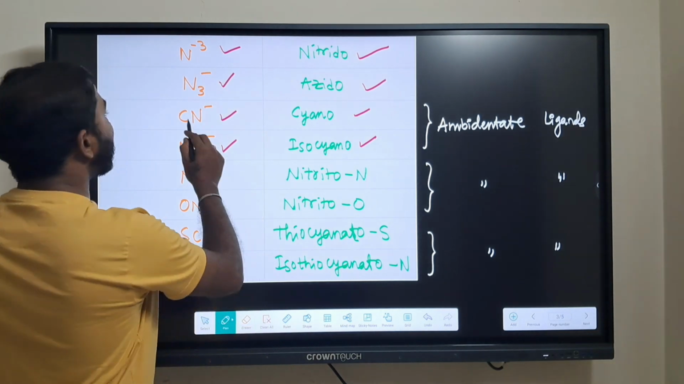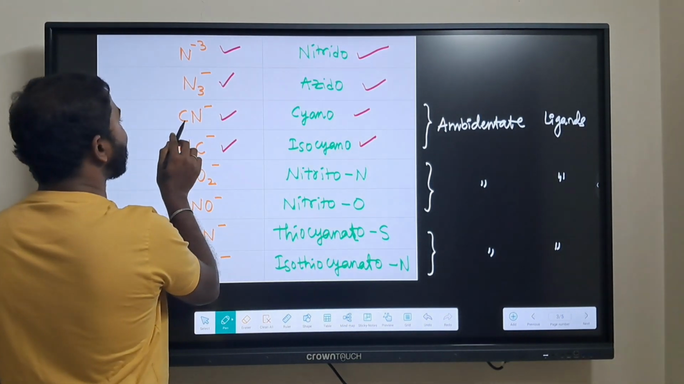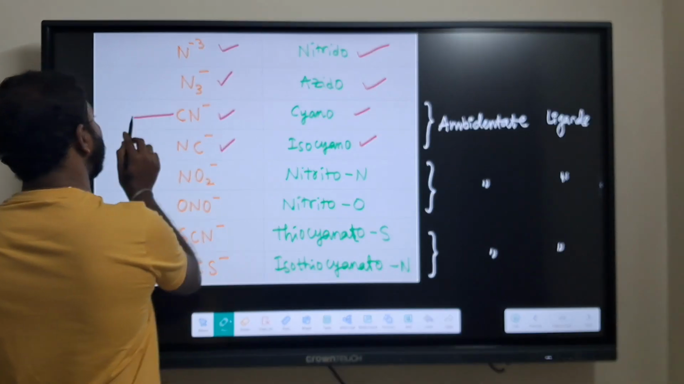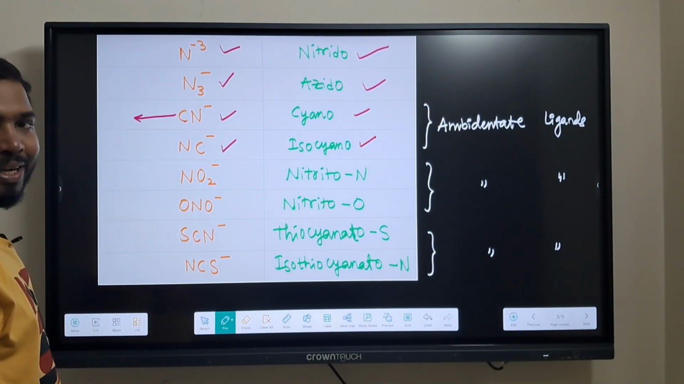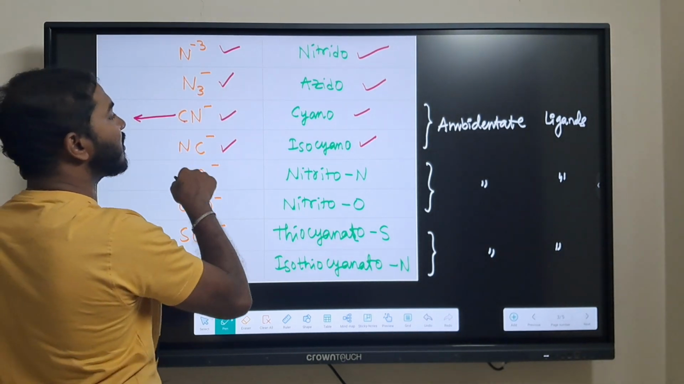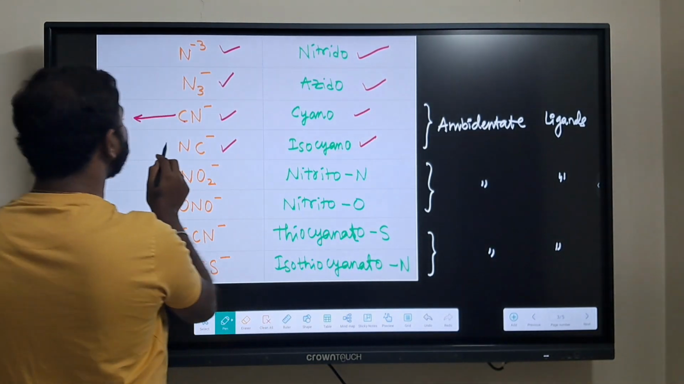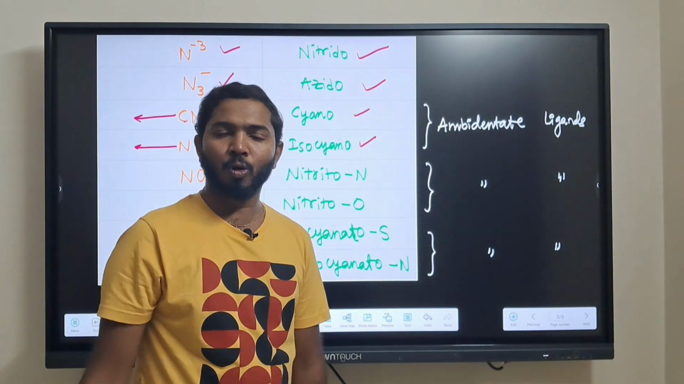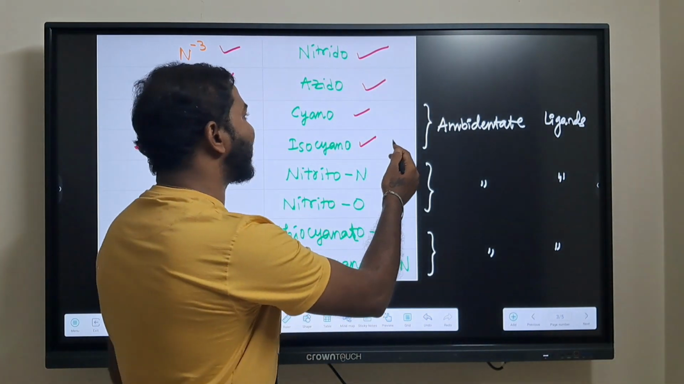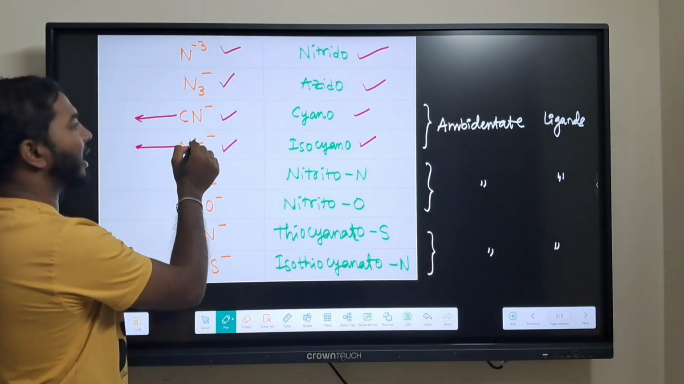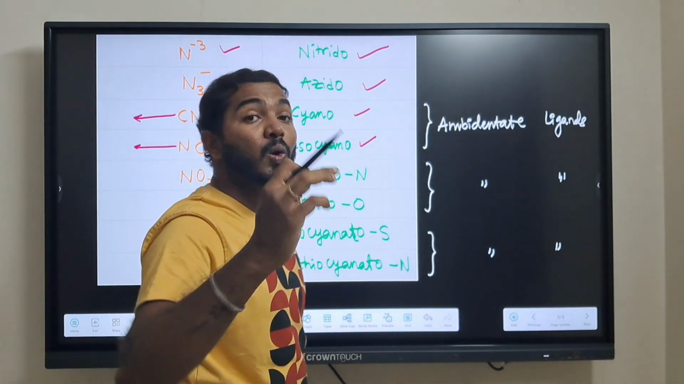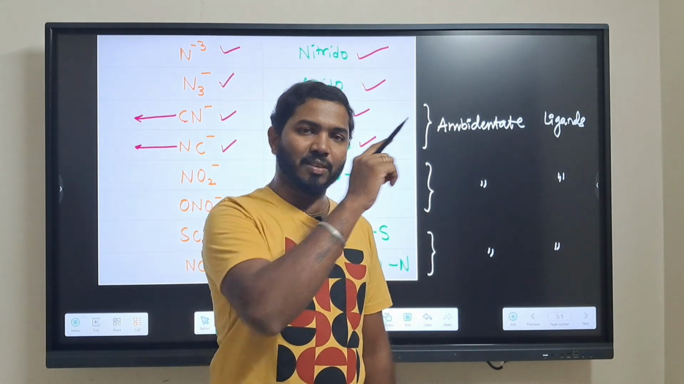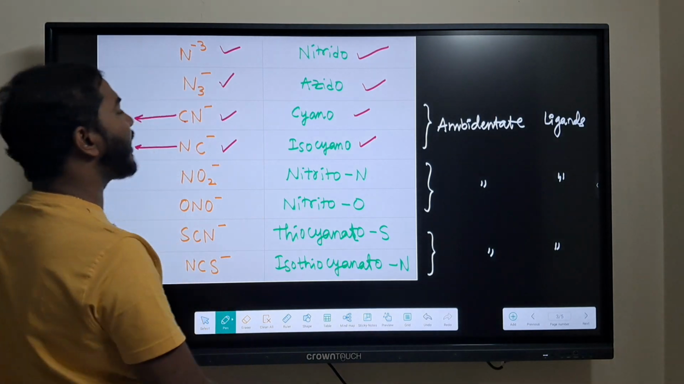So what does it mean? In CN minus, the carbon will be directly attached to the central metal atom. So here the carbon forms the dative bond with the central metal atom, whereas in NC minus, that is isocyano, N is going to form the dative bond with the central metal atom. Hope it is clear. So from that we can understand their molecular formulas are the same, but the type of donor atom attached to the central metal atom is different. Such type of ligands are called ambidentate ligands.